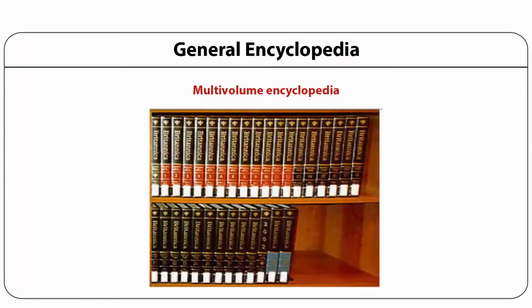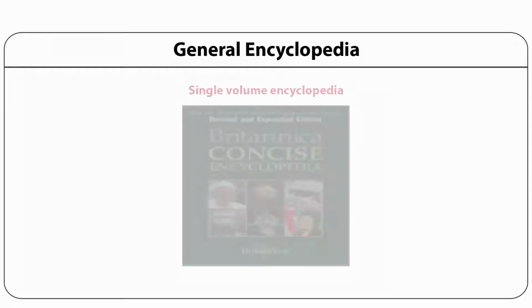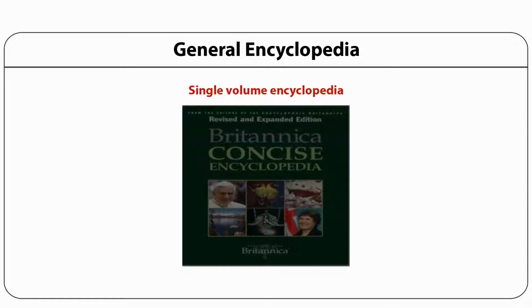General encyclopedia. A general encyclopedia covers information on topics from every field of knowledge. A general encyclopedia may be multi-volume, such as the 32-volume Encyclopedia Britannica, or single volume, such as Britannica Concise Encyclopedia.